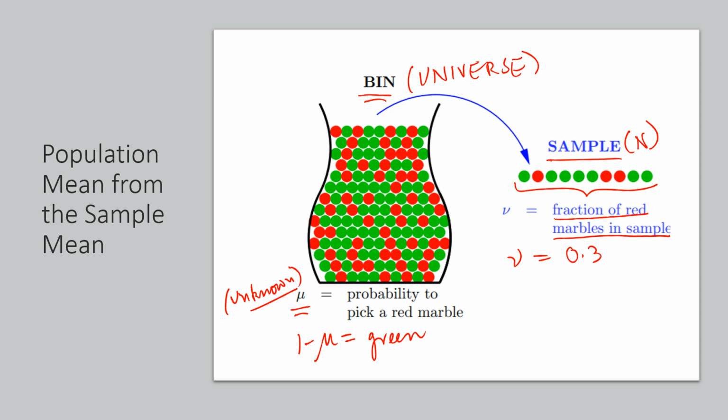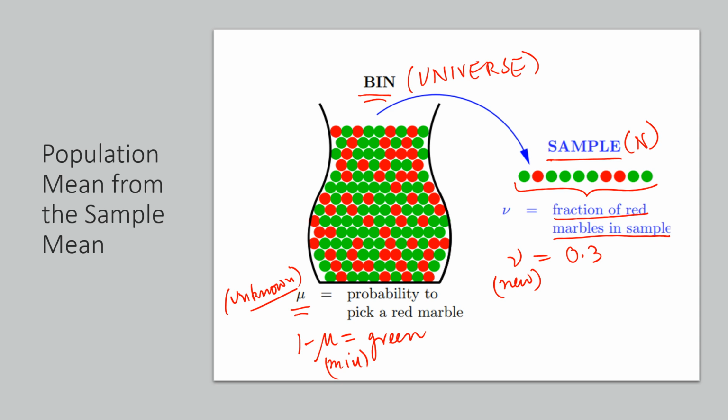But does this value of nu... I'm sounding really mixed up. So this is nu and this is mu with an m. So this is mu and this is nu. Okay, so does this value of nu help us in any way in answering the question of what the value of mu is?